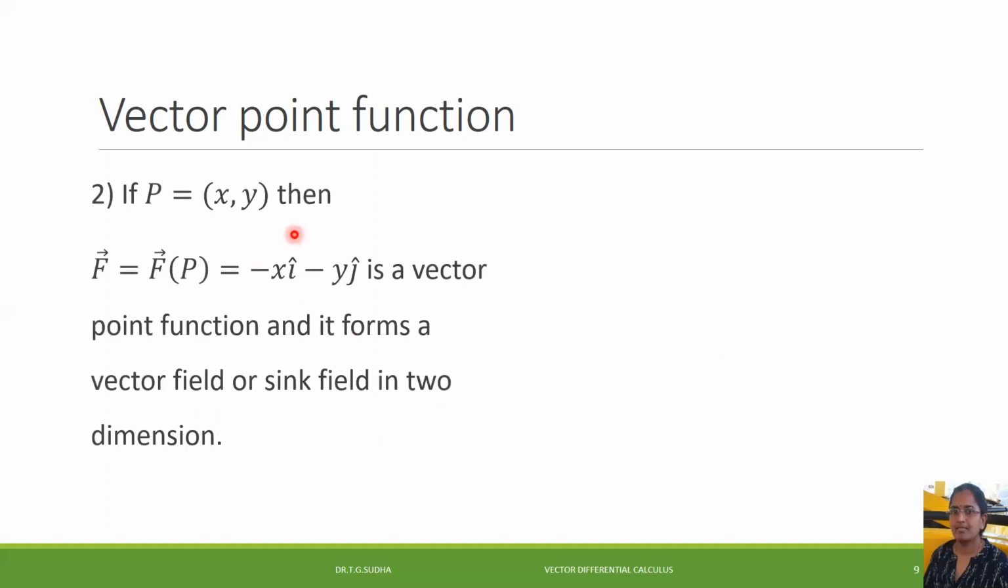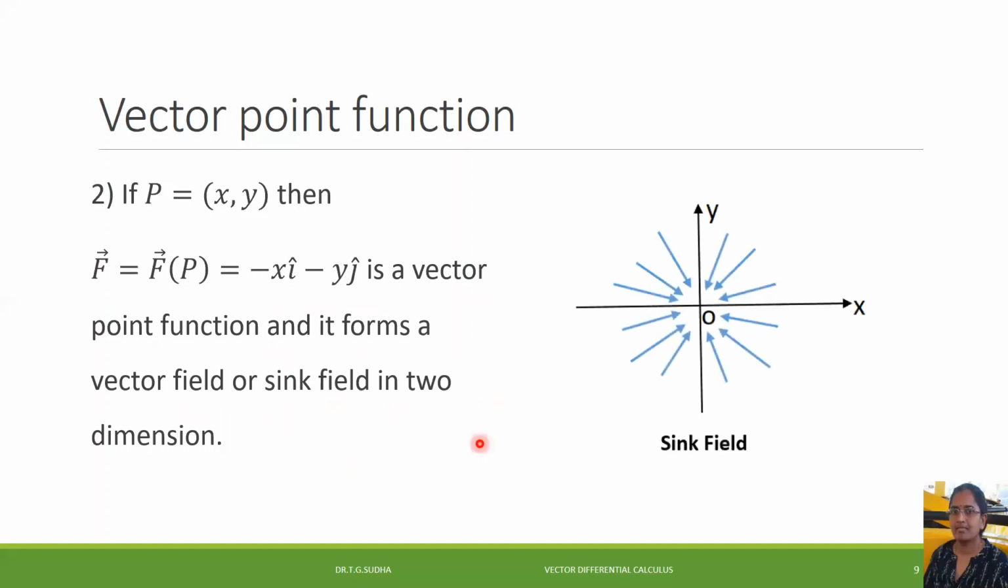If P is equal to x comma y, once again an ordered pair, it is a point in two dimensions, then f is equal to f of P equal to minus x into i minus y into j is also a vector point function and it forms a vector field, or it is also known as a sink field in two dimensions. In diagram, we can represent a sink field like this. Here you can see that the vectors are approaching the origin.